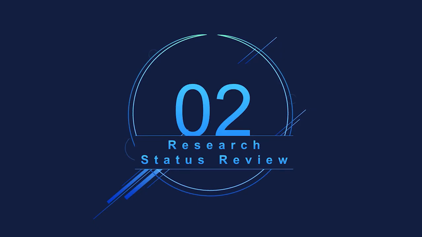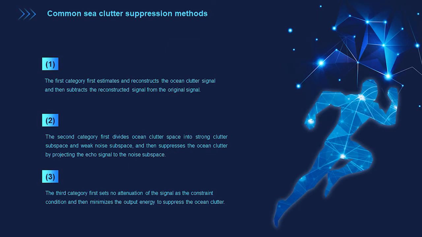In Section 2, we will give you a brief introduction about some ocean clutter suppression methods. At present, the ocean clutter suppression methods can be classified into 3 categories. The first category first estimates and reconstructs the ocean clutter signal and then subtracts the reconstructed signal from the original signal. The typical methods are the cycle cancellation method and neural network method.